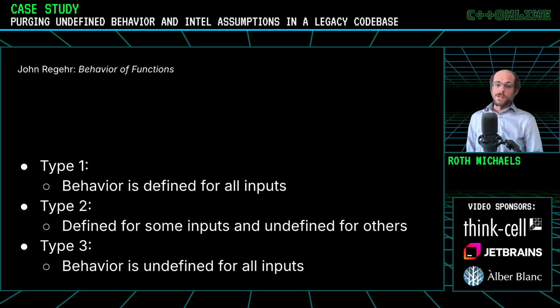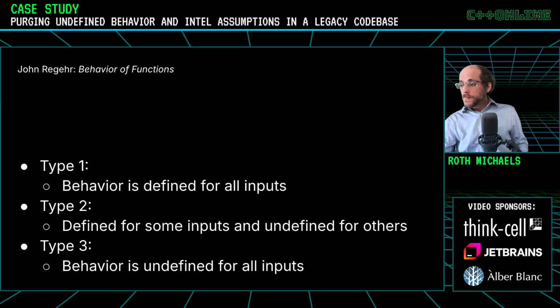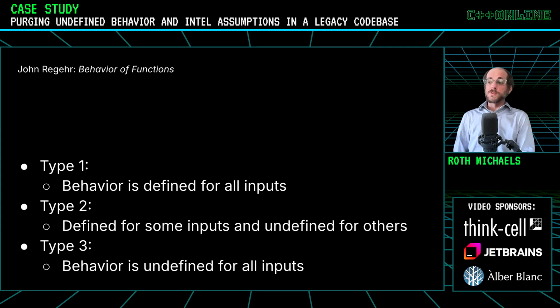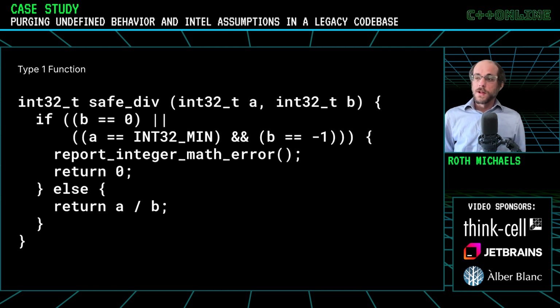And from these articles, there's this concept from John Regehr of the behaviors of functions having one of three types. Type 1 functions are functions where the behavior is defined for all inputs. Type 2 functions, some are defined, some are not. So you might invoke UB if you violate some precondition. Or type 3, the behavior is undefined for all inputs. No matter what, if you call this function, you're invoking undefined behavior. So let's look at some examples.